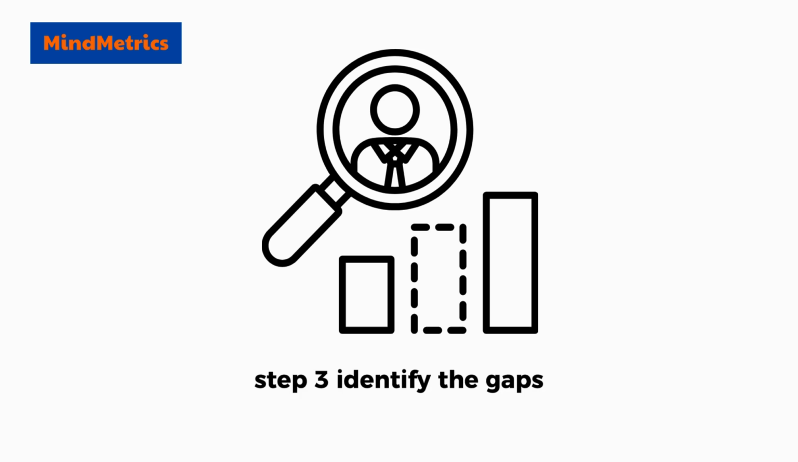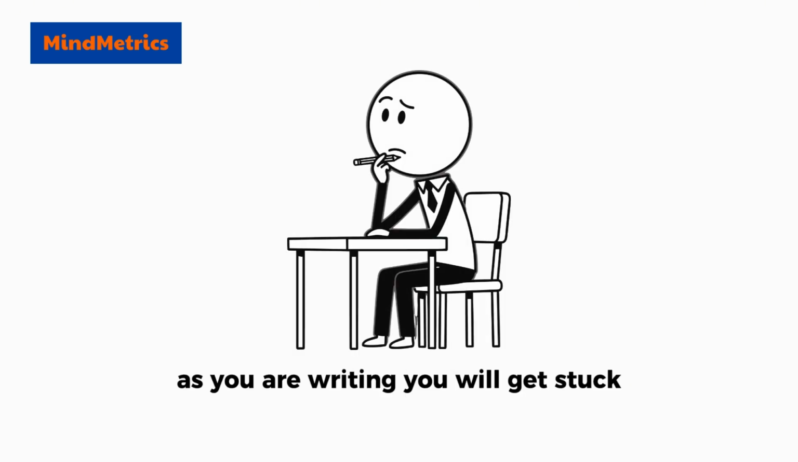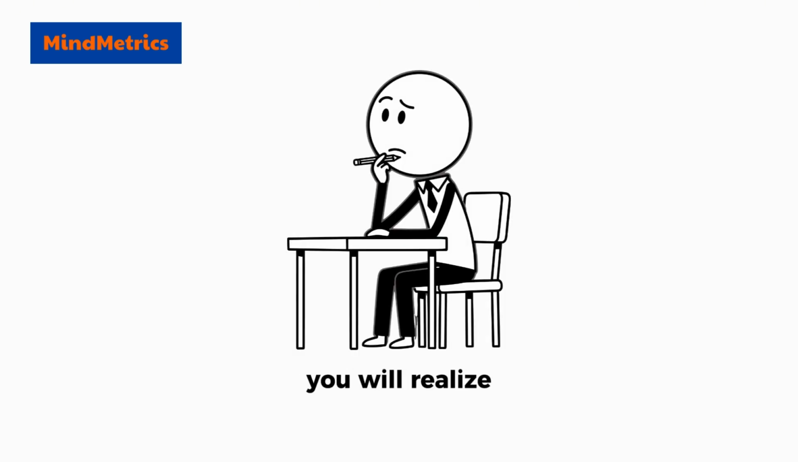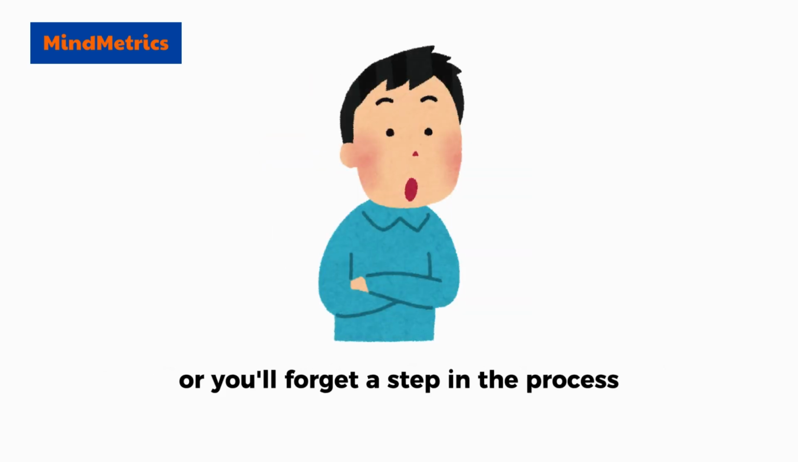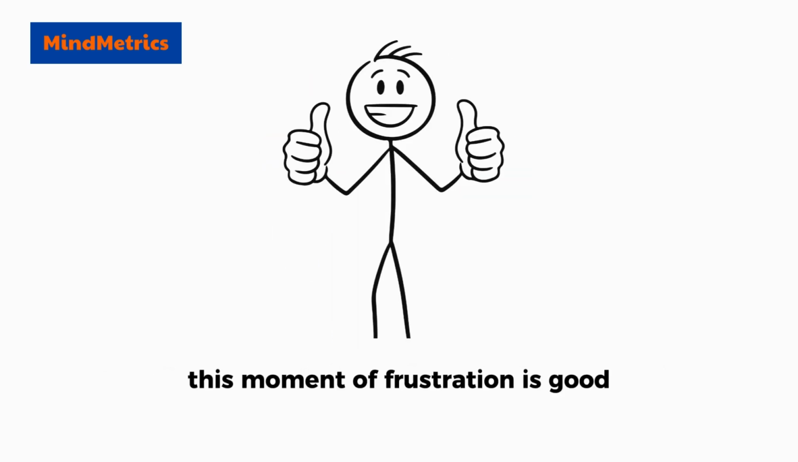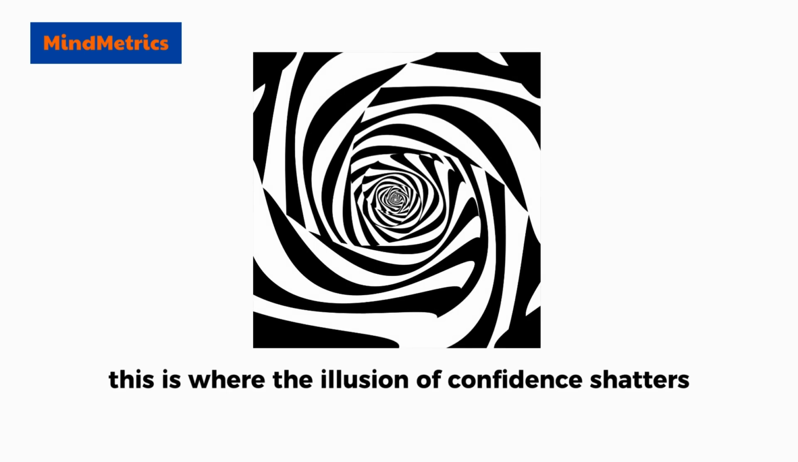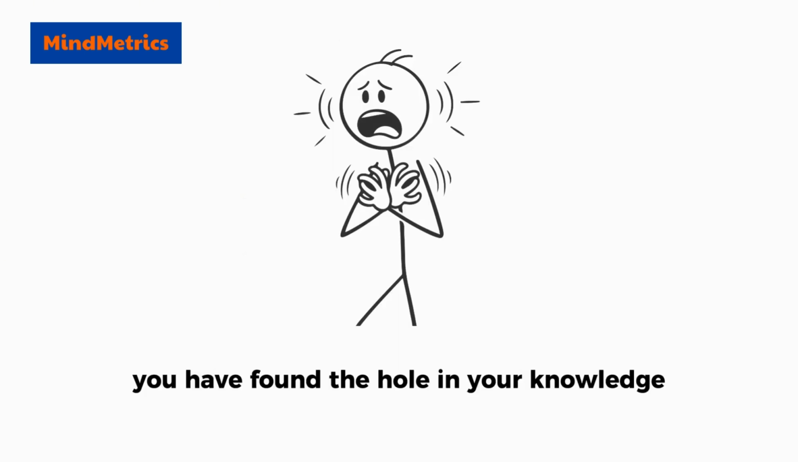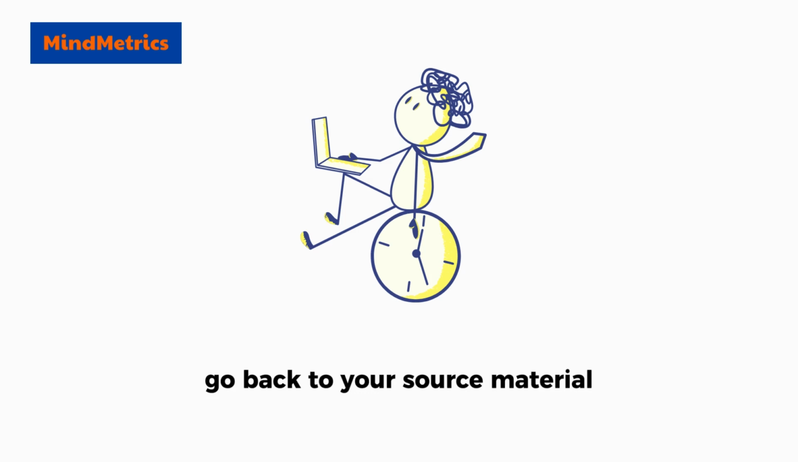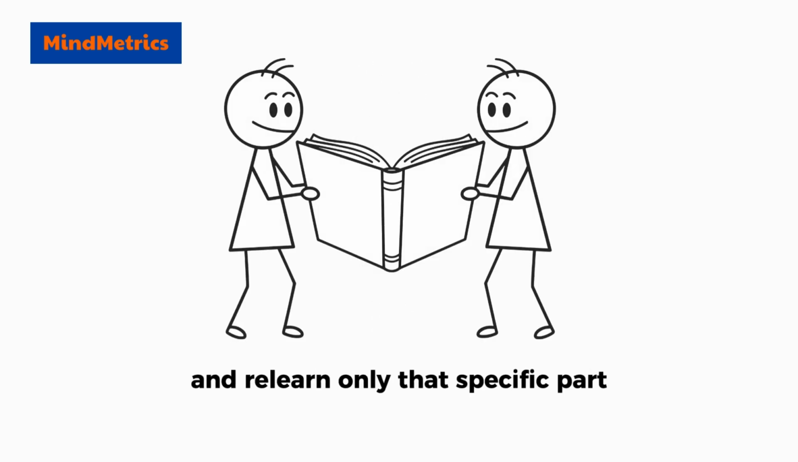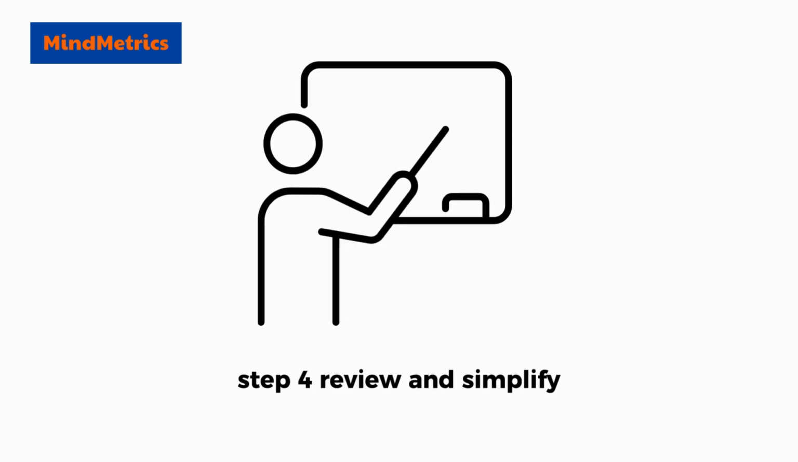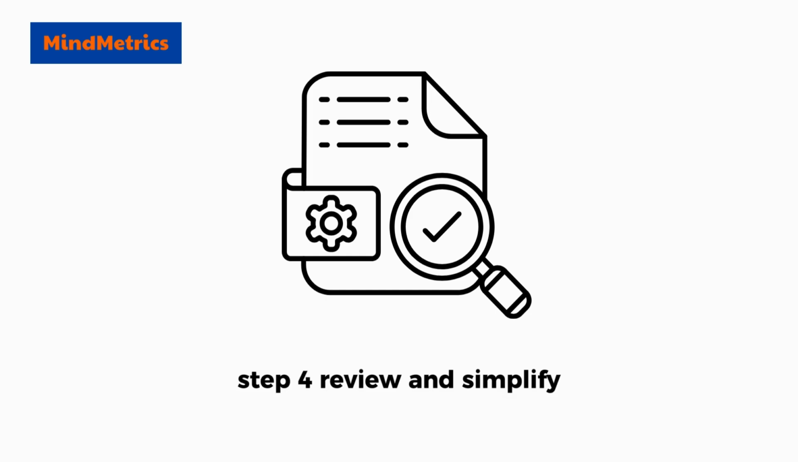Step 3, identify the gaps. As you are writing, you will get stuck. You will realize you don't actually know how the battery works, or you'll forget a step in the process. This moment of frustration is good. This is where the illusion of competence shatters. You have found the hole in your knowledge. Go back to your source material, your textbook, your lecture notes, and relearn only that specific part until you can explain it simply.